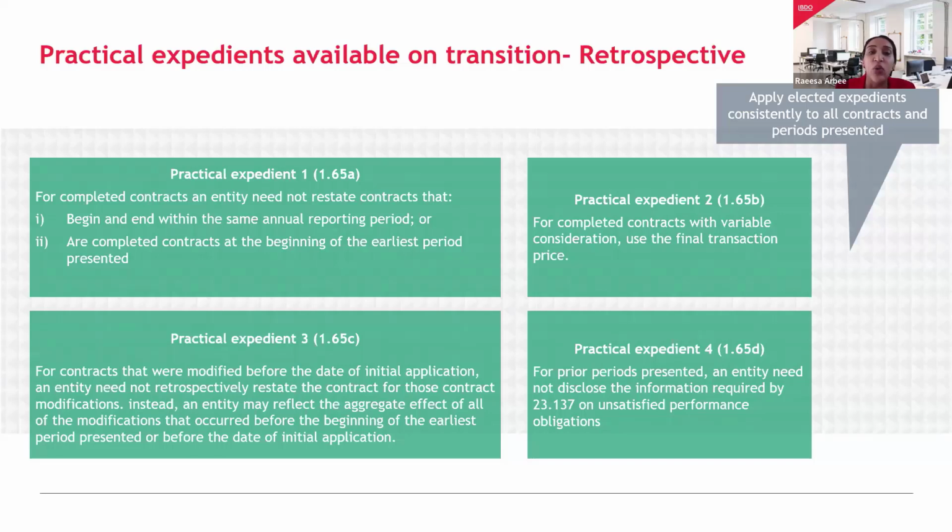So the first expedient says that you don't have to do any restatement for completed contracts that begin and end in the same year. So if you've got a contract where it's all unwound in the same year and they're complete at the beginning of your earliest period presented, which we'll talk about what that date would be in a second, you can ignore them. Or like we said previously, if they're completed before you apply the standard, you can also ignore them.